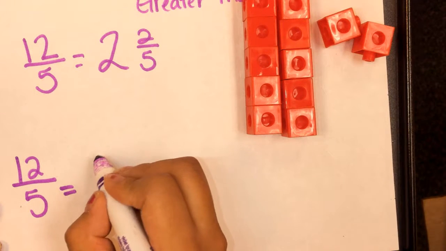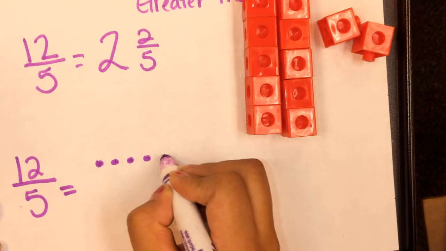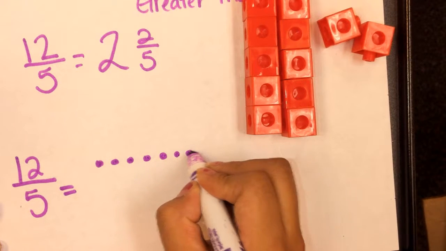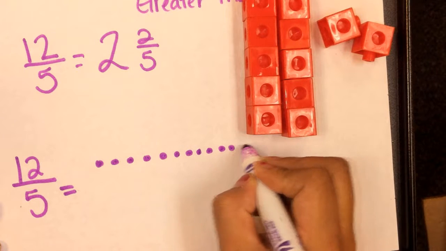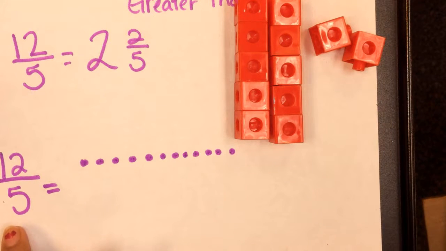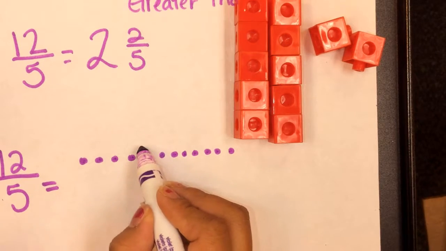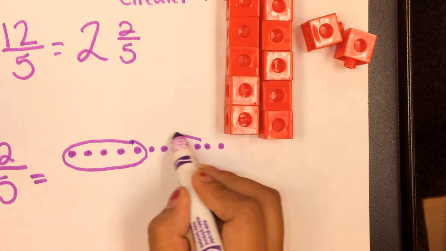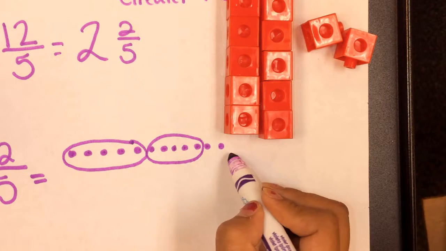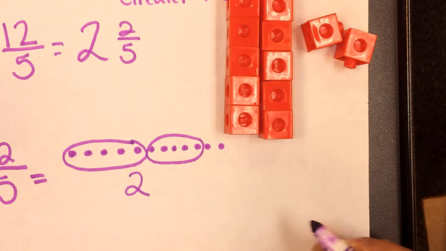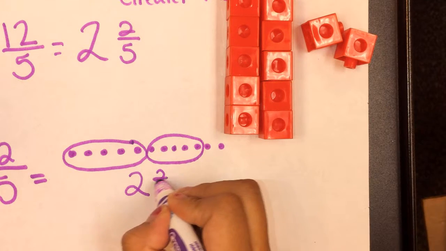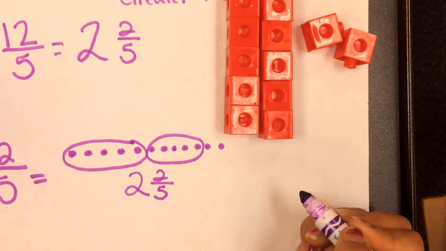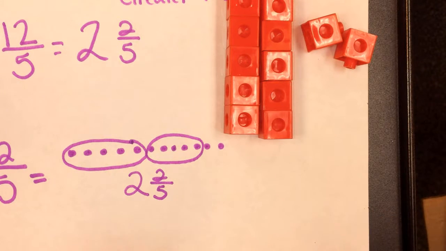I'm going to be drawing 12 dots. 5, 6, 7, 8, 9, 11, 12. And remember, the denominator tells me that that makes a set of 5. So I'm going to be grouping them in sets of 5. So I'm going to circle them. That's one set, or 5. That's another set. And I have 2 remaining. So I now have shown I have 2 wholes and 2 out of those 5 remaining. So my mixed number now is 2 and 2/5.